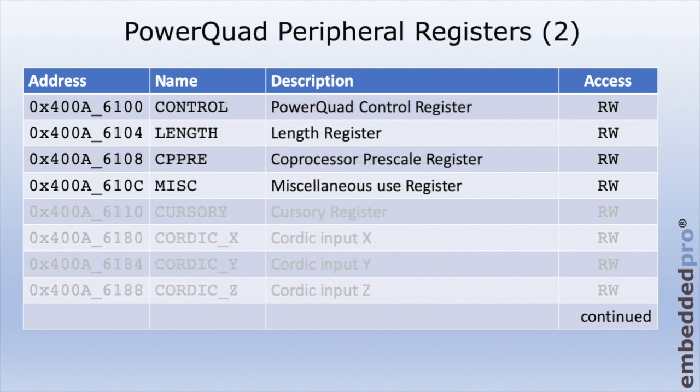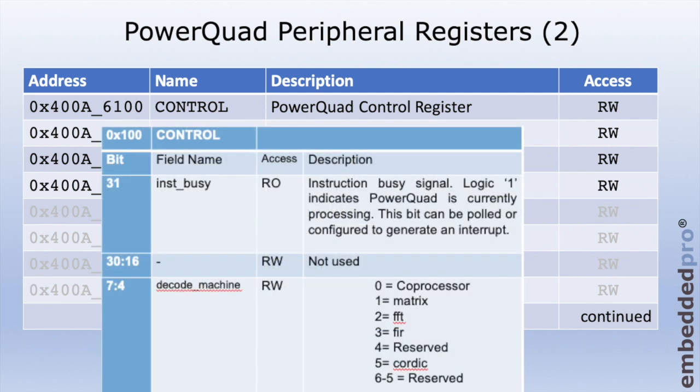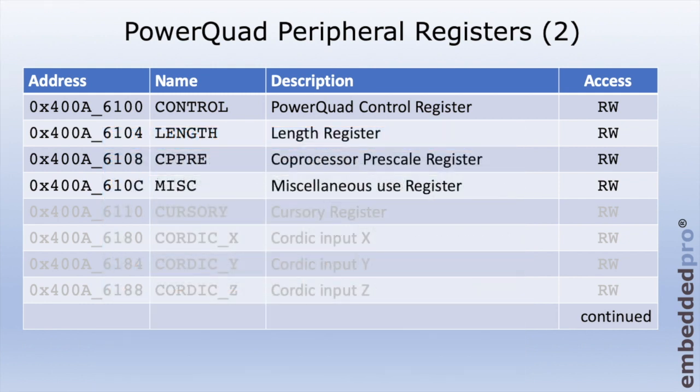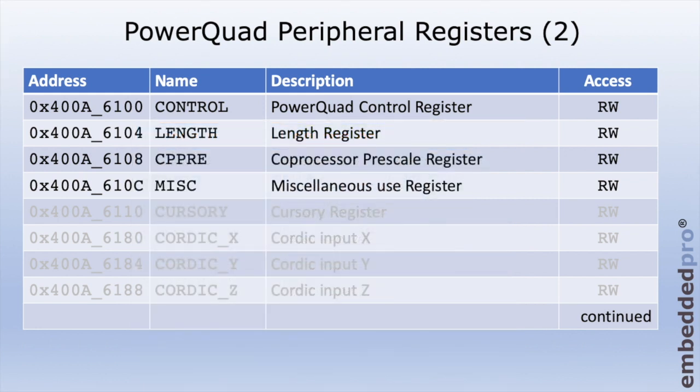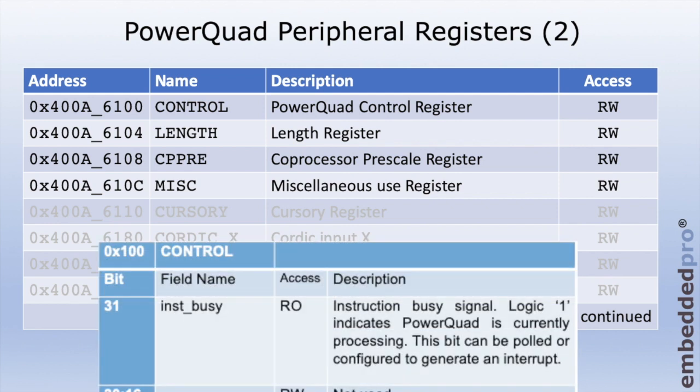Moving on, there's some important control registers. There's a main control register, which is used to determine which particular engine we want to use. This is a field called the decode machine. In the control register, there's another field called the decode opcode, and this selects which function we want the engine to perform. We might want to select the inverse or the multiplication or the dot product function. The control register also has a bit named engine busy. We can poll this bit to determine if the PowerQuad has finished or is still working on the function.